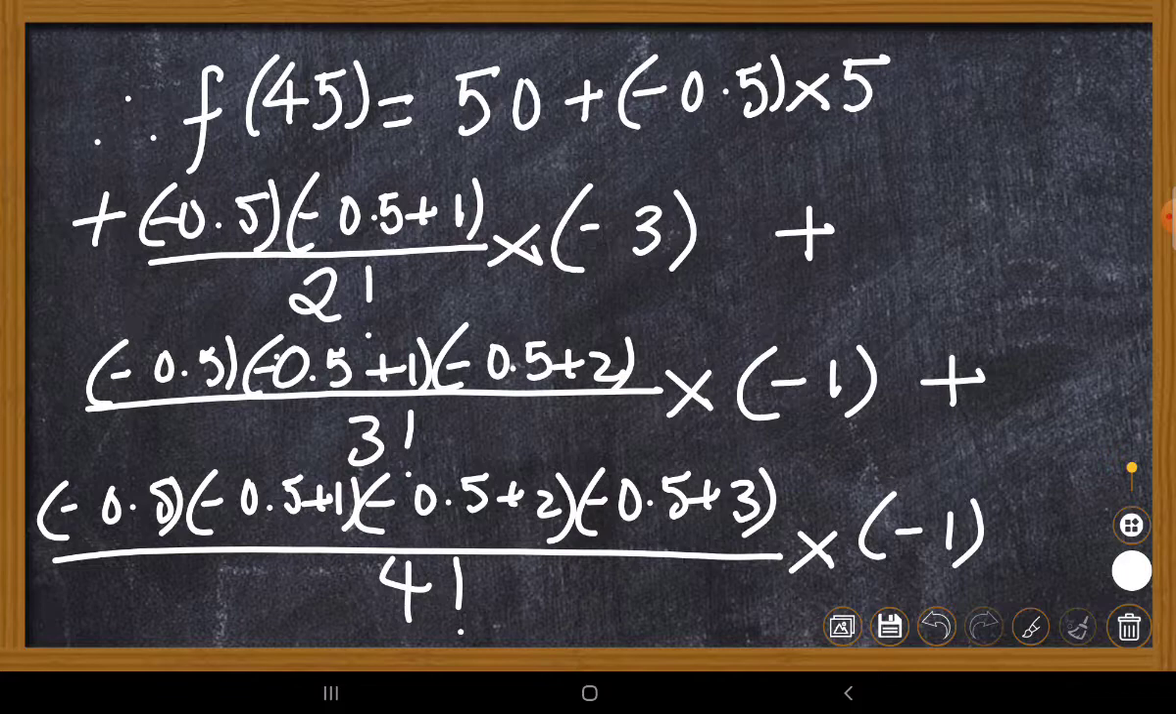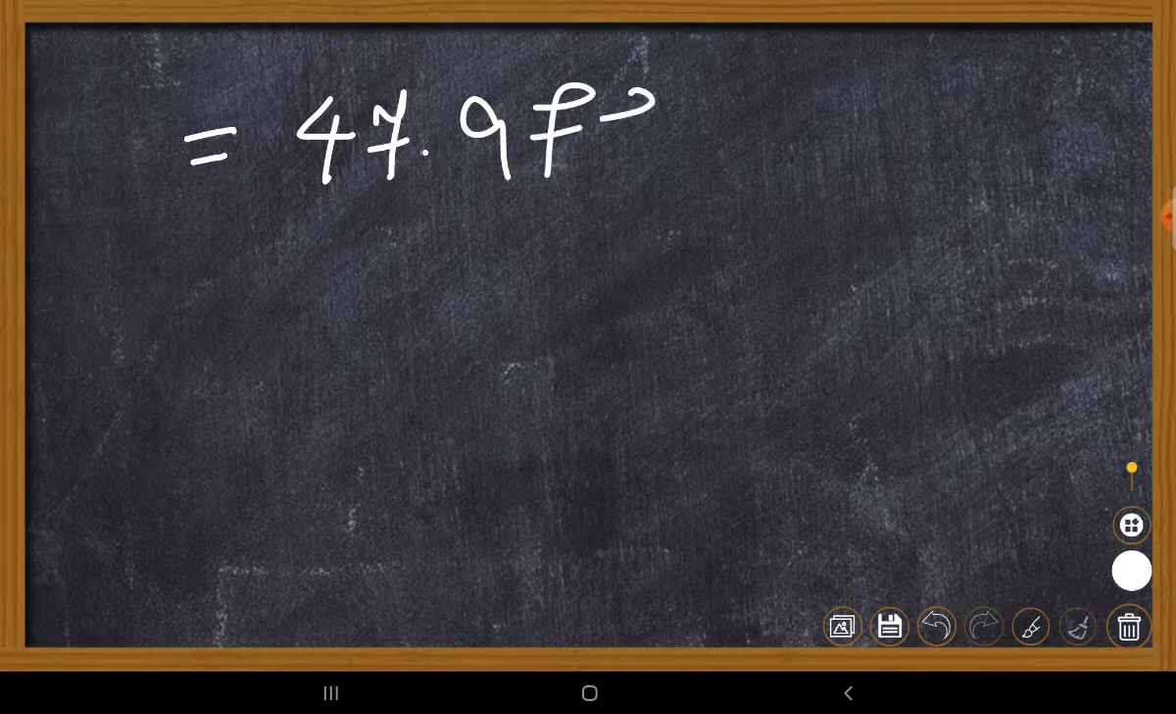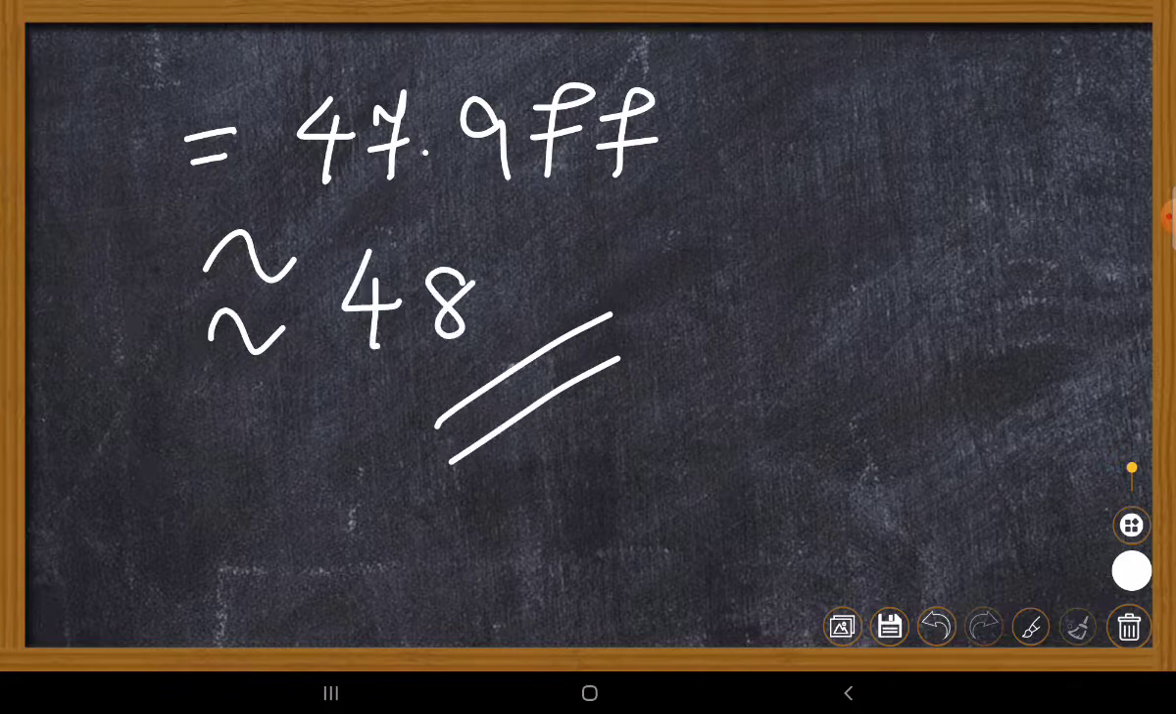So I have substituted all the corresponding values of those terms, and then when you use your scientific calculators, you will find that the value of this is equal to 47.977. Okay, and this is approximately 48. Hence, the number of students who are securing less than 45 marks are 48. So there are 48 students securing less than 45 marks.